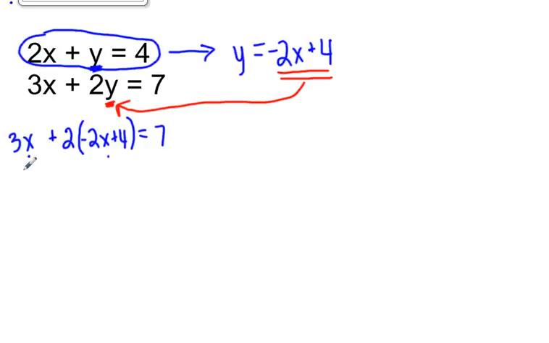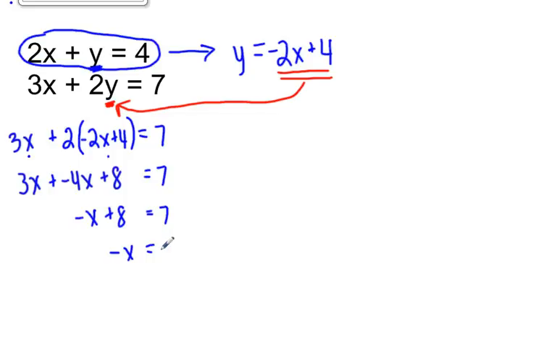So what I'm going to do is distribute that 2 to my parentheses and combine like terms together. And when I get the x by itself, I get negative x is equal to negative 1, or x is equal to positive 1. The next part of this is to find the y variable, because we want to have an ordered pair as our solution, just like before.